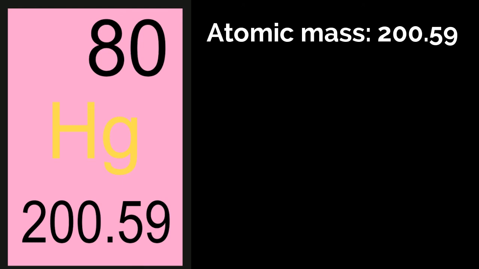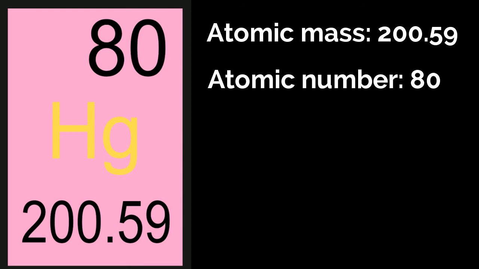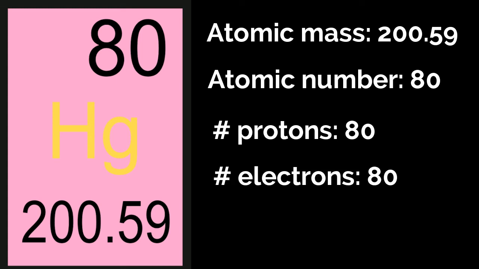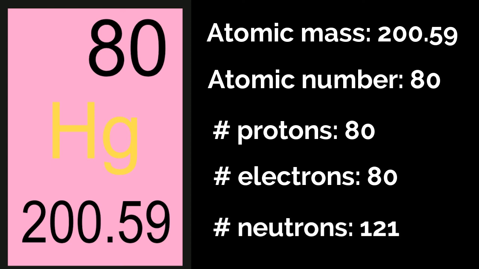Mercury. Atomic mass is 200.59. Atomic number is 80. Number of protons is 80. Number of electrons is 80, since in a neutral atom, number of protons is equal to the number of electrons. To get the number of neutrons, subtract atomic number 80 from the mass number 200.59. The number of neutrons is equal to 120.59, rounding off to 121. Therefore, the number of neutrons is 121.